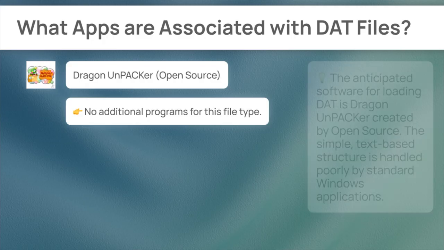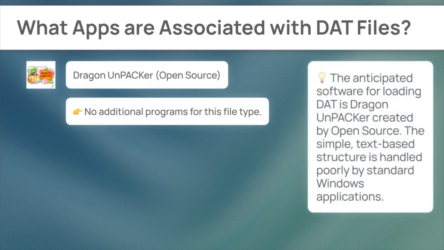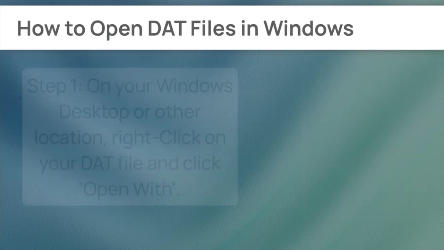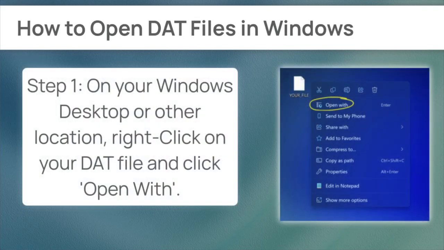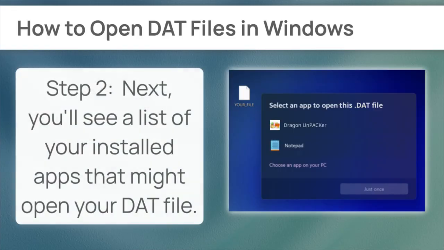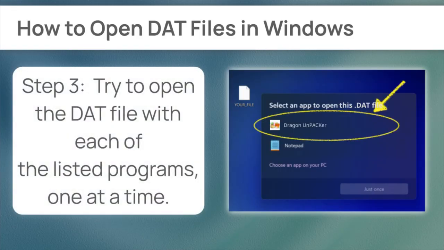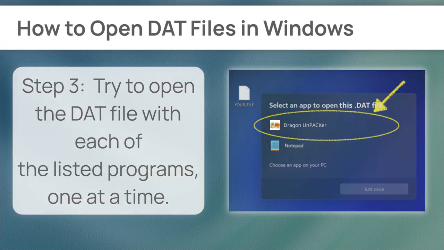The operating system provides little information on the file's internal components. Windows shows only surface-level details, while complete interpretation requires the intended application. To correct the file's application assignment, right-click your DAT file and choose Open With. Check for Dragon UnPACKer and test it first. If it's missing, select a different app. The key to access is finding the right tool.